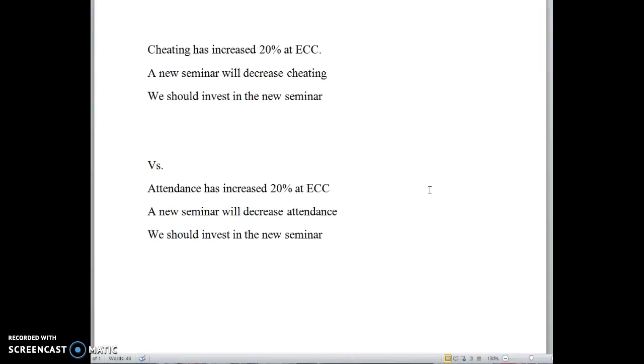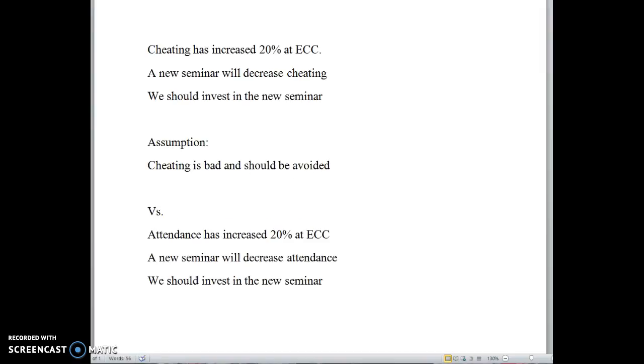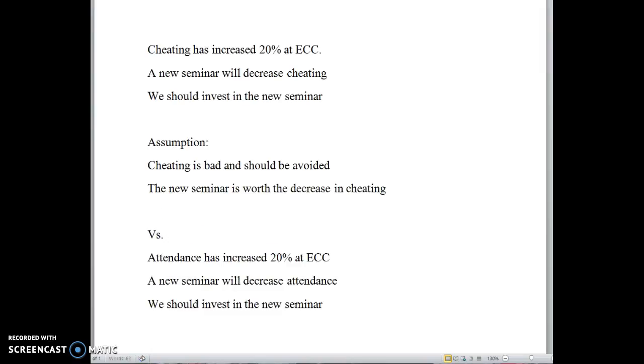Well, hopefully you look at that and say, but we don't want to get rid of attendance. That's a good thing, right? Well, that's the underlying assumption here, isn't it? Up here, we are making the assumption that cheating is bad and should be avoided. Okay, and we're also making the assumption that the new seminar is worth the decrease in cheating. Okay?